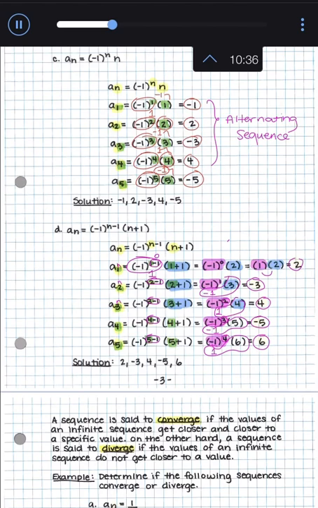So we've got an alternating sequence that's resulting in our answers are 2, negative 3, 4, negative 5, 6. So assuming it continues with the same pattern, the next number we would guess would be negative 7, then positive 8. So it's alternating between even and odds, and as you do so, it's also switching the signs.